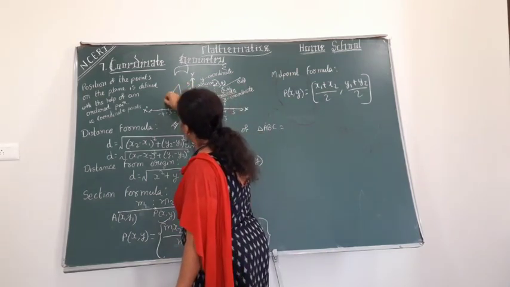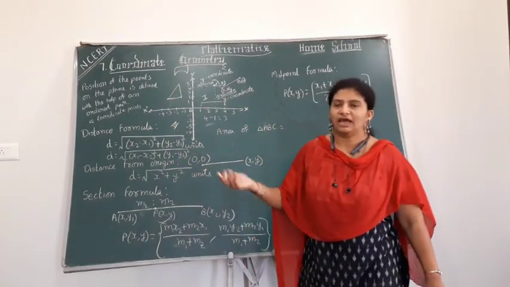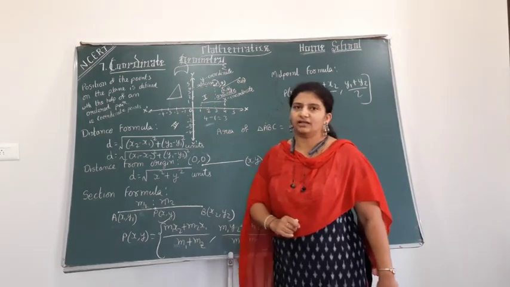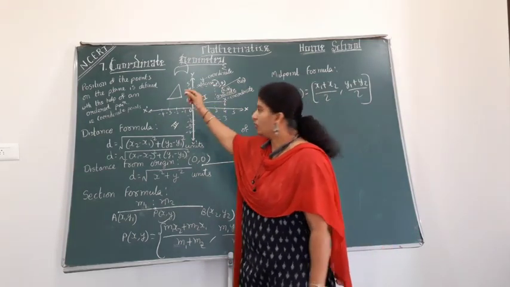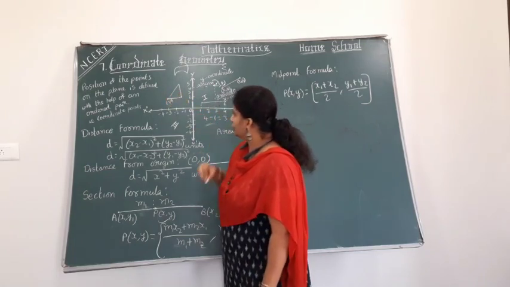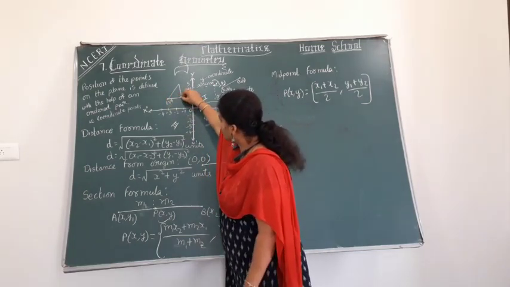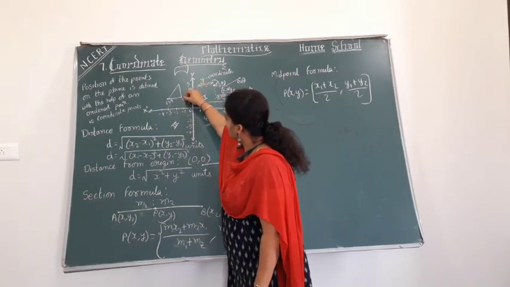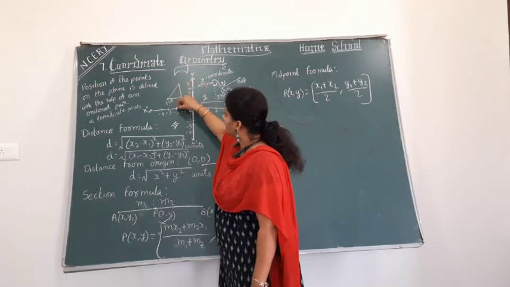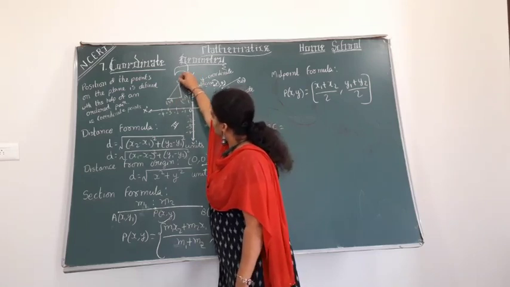Now I will ask. I won't give you any distance. What is the area of the triangle by seeing this graph? This point is what? -3, 2. And what is this point? -1, 2. And what is this point? Where it is located? You are going to see -2, 5.